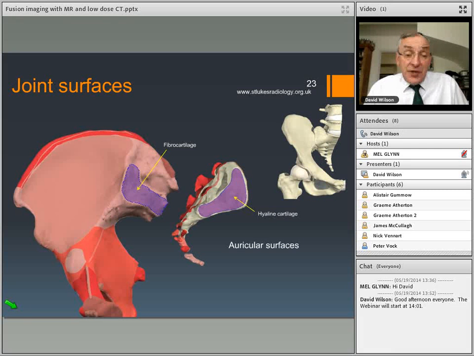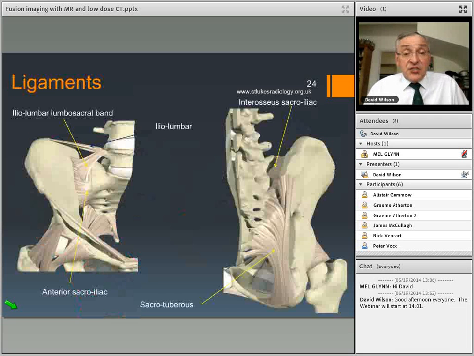And you've got to come in from behind, so it has to be in the low area. That's one reason why people have difficulty getting into this joint. The other reason is these structures. Both anteriorly and posteriorly, particularly posteriorly, there's a large ligamentous complex.